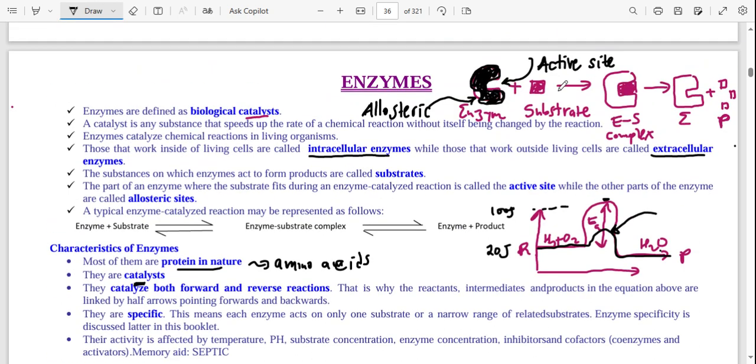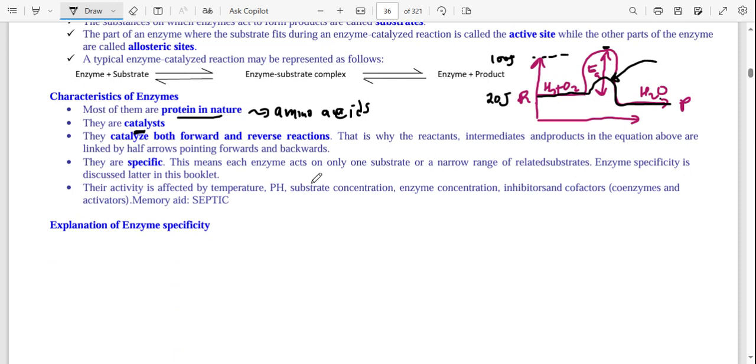So just what I wrote here. We can have an enzyme reacting with the substrate to form enzyme substrate complex, and then we form the product. We can as well get this product react with the enzyme and then form back our substrate. So it can either go forward or backward. That is why you can see we are writing the arrows like this, forward and back.